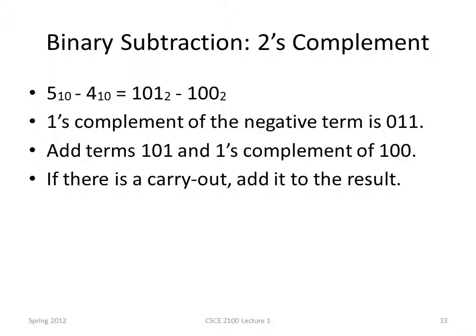Okay, we start by taking the 1's complement of the negative term, the minus 100. 1's complement means flip each bit, so 100 over here, flip each bit, becomes 0, 1, 1. You add 101 to the 1's complement of this, and if there's a carry out, add it in to the result. Carry out meaning a carry out of the 3 bits, a remaining carry. That nasty carry we had to float down to the bottom line earlier.